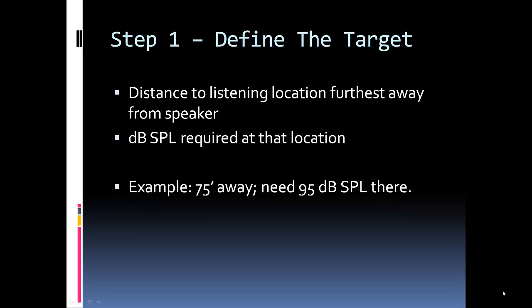So let's take a deeper look at step 1, defining the target. So first what we need to do is figure out, okay, what kind of sound pressure level do we need and how far away is it? In this case it may be to the furthest seating area from a given loudspeaker. So for instance in Leedy Theater you're going to be talking about the last row of seats. And then we have to determine the dB SPL required at that location. So using an example, if a given location is 75 feet away and we need to deliver 95 dB SPL at that location, that's our goal. So let's say it's a really loud concert or whatnot.